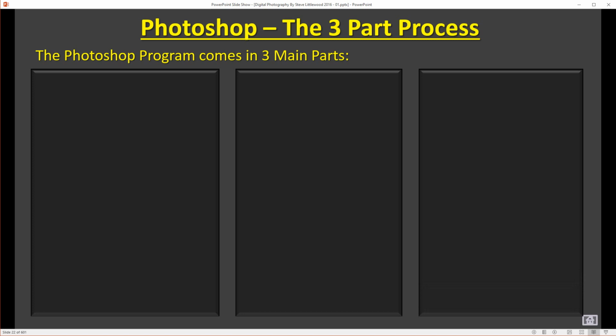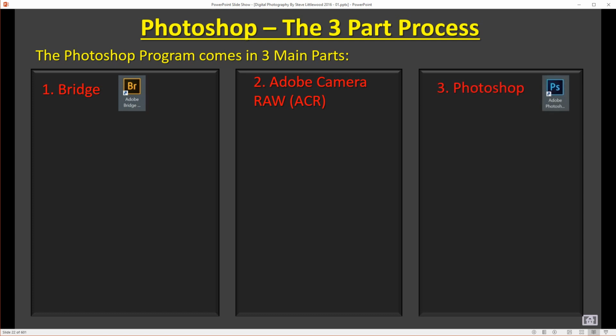So Photoshop comes in three main parts. We have Bridge, which is a separate program, and this is used for file management. We have Adobe Camera Raw, and this is where we process our raw files before sending to Photoshop. And then we have Photoshop proper. So in order to ensure that everything works smoothly, you need to make sure that you've downloaded both Photoshop and Bridge, and Adobe Camera Raw will be installed with Photoshop and Bridge at the same time.